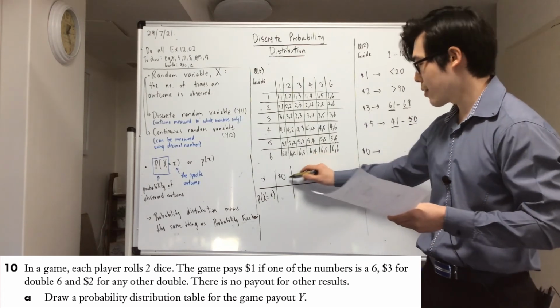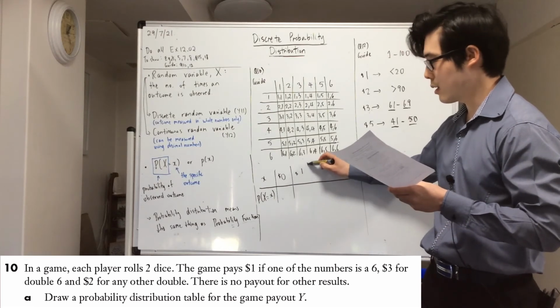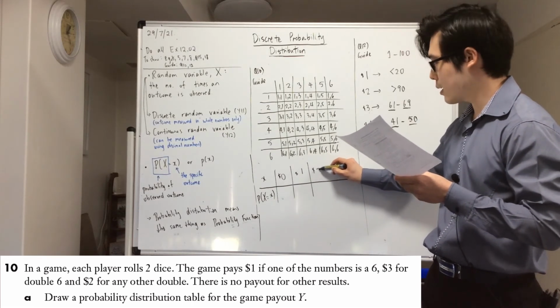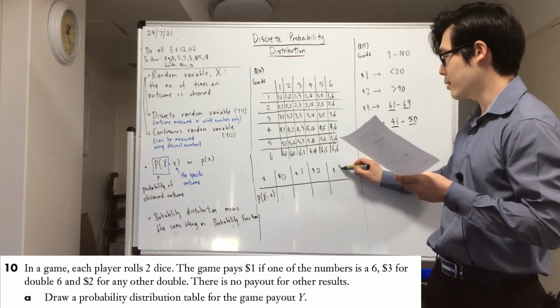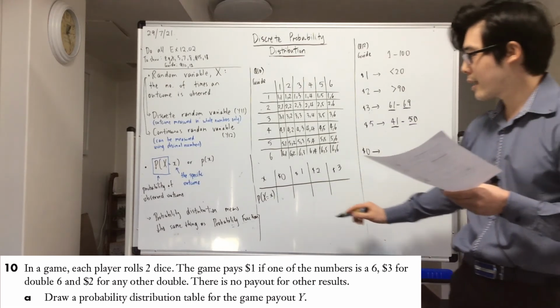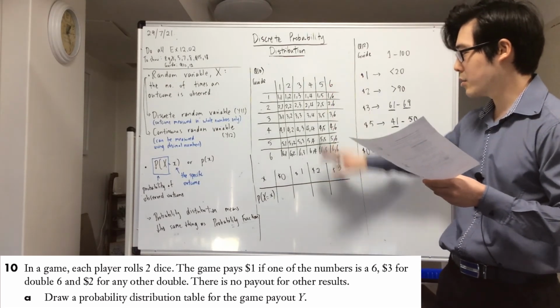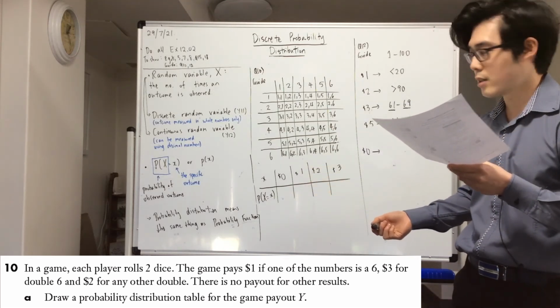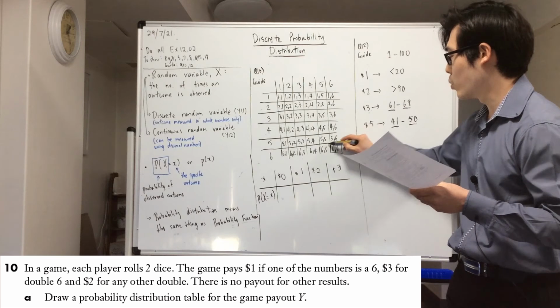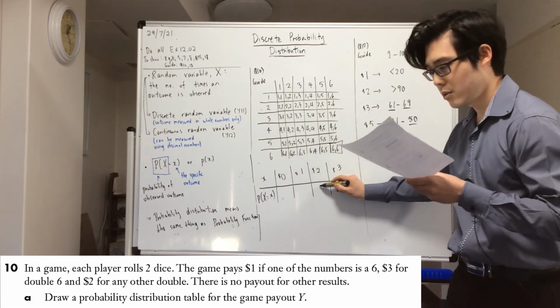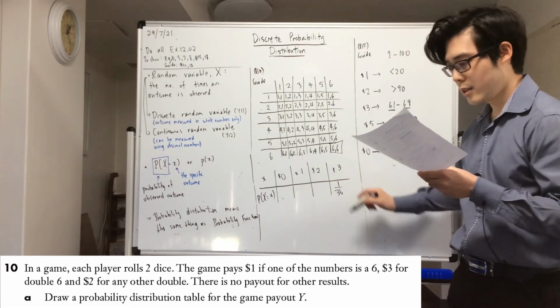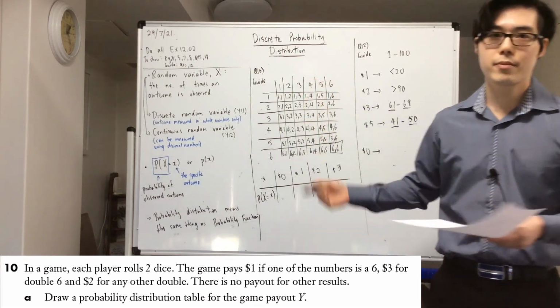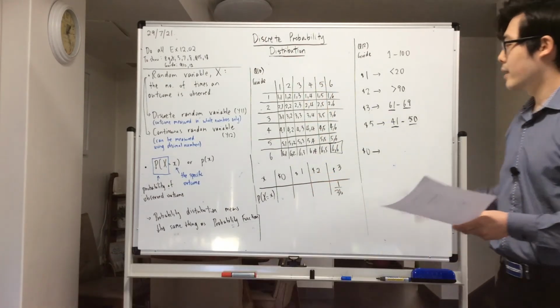So you can either win nothing, you can win $1. Does it say $2 anywhere? Yes. And $3. So this is how you would set it up. And then using this table, get the probability. For example, it says $3 for a double 6. So there's obviously only one out of the 36 outcomes. $2 for any other double, count them up, fill it up. Now, question 12.